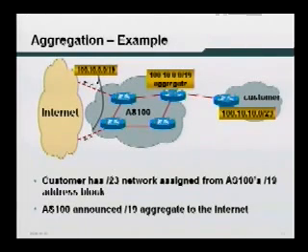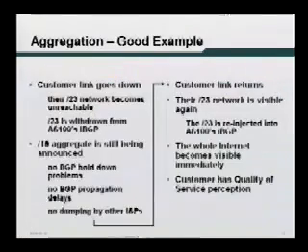Okay, your AS100 has got a /19 address block, 100.10/19. The good ISP, they announce it to the internet. The customer's got a 100.10/23. They announce it to AS100. Okay, life is good, all is happy here.